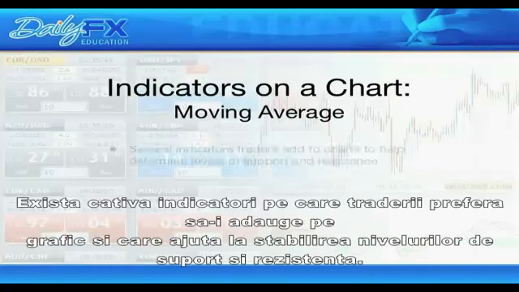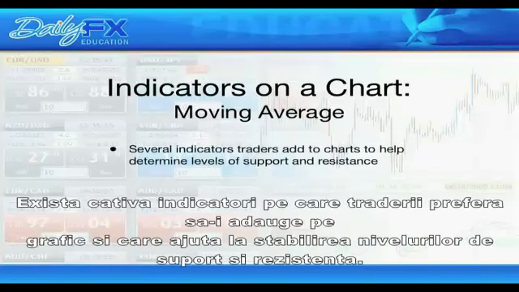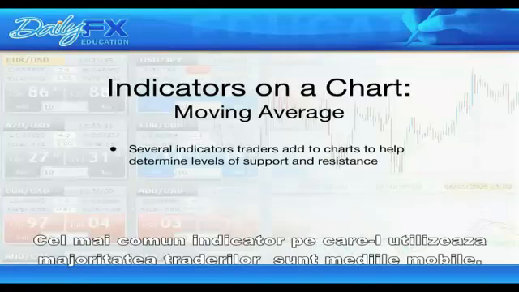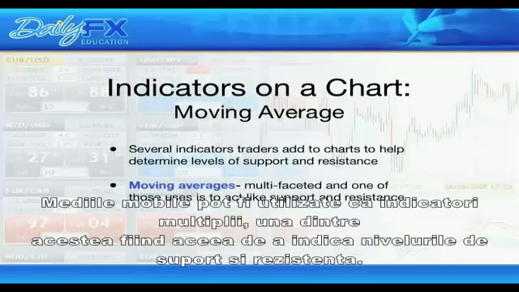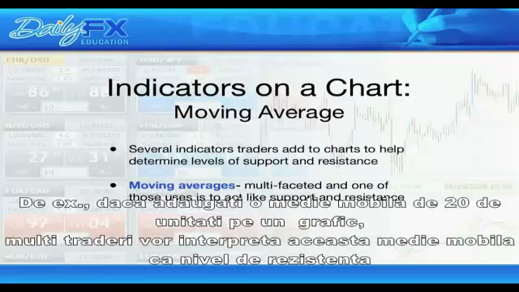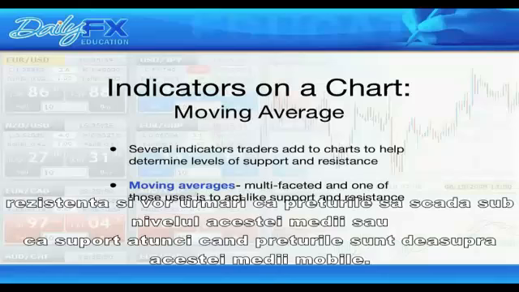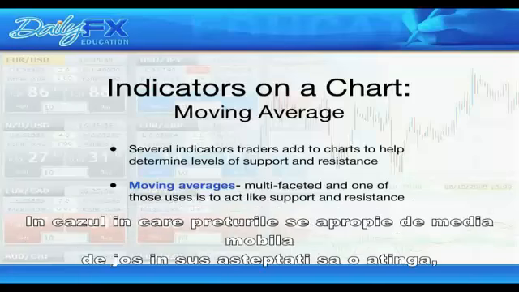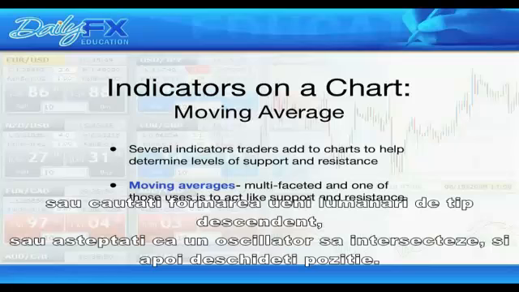There are several indicators that traders like to add to their charts to help determine levels of support and resistance. A common indicator that most every trader uses is a moving average. Moving averages are multifaceted, and one of those uses is to act like support and resistance. For example, if you add a 20-period simple moving average to a chart, many traders will look to that moving average as resistance if the current price is below the moving average, or as support if the current price is above the moving average. As the price approaches the moving average from below, look for a bearish candle formation, or for an oscillator to cross down, then enter the trade.